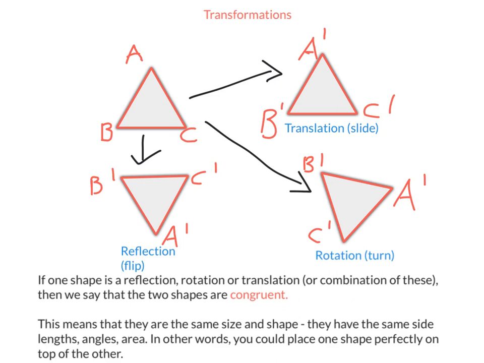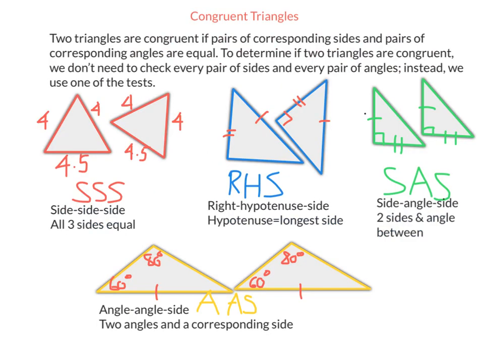So let's look more at congruent triangles. So I just told you that 2 shapes are congruent if they have the same side length, same angle, same area. But when it comes to triangles, we don't need to check all of that. We don't need to check every pair of sides and make sure it's equal, every pair of angles, make sure it's equal. In order to determine whether or not 2 triangles are congruent, we can just use one of these 4 tests. If any of these 4 tests works, just one of them is all we need. If any of these 4 tests works, then the 2 shapes are congruent. So these are the 4 tests: SSS, RHS, SAS, and AAS.